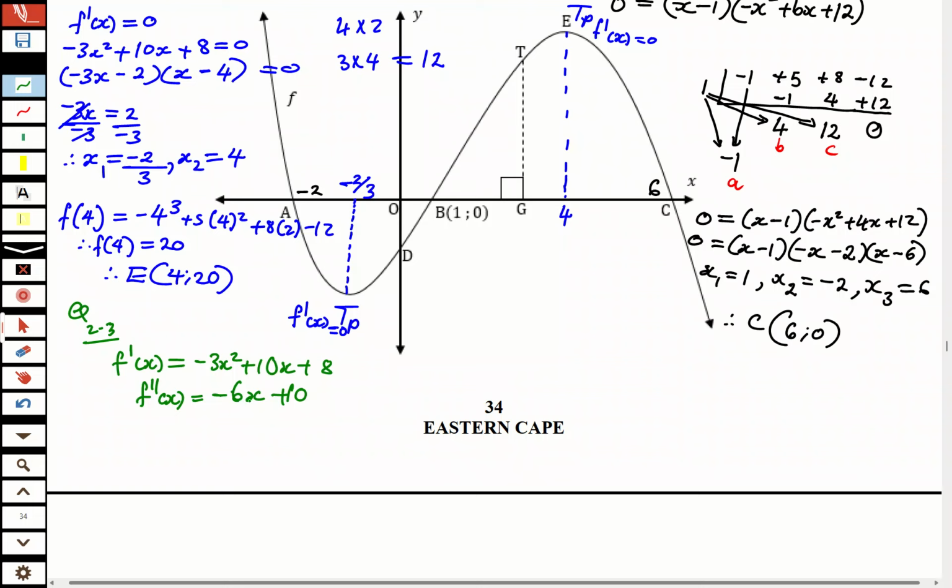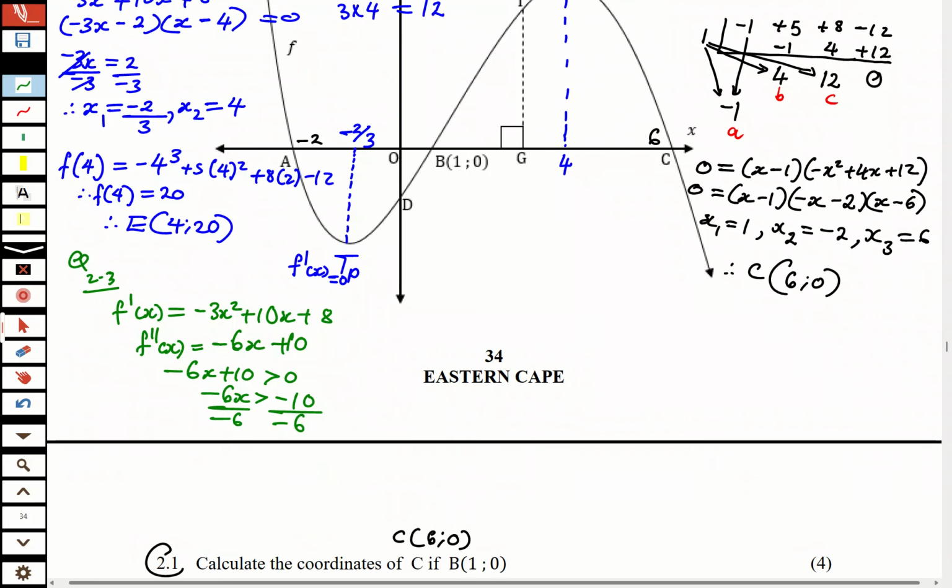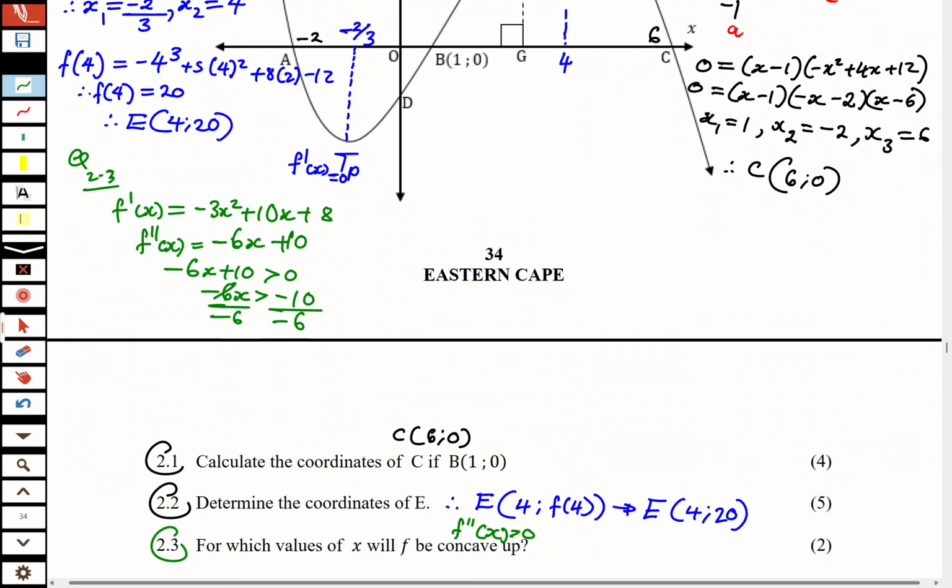And remember that the second derivative has to be what? Greater than 0 for it to be concave up. So negative 6x plus 10 is your second derivative. It has to be greater than 0. And then you solve for x here. You can simply take this term to your right. Take this to your right, you'll have negative 10. And then divide both sides by negative 6, not negative 6x. Remember, we're solving for x.